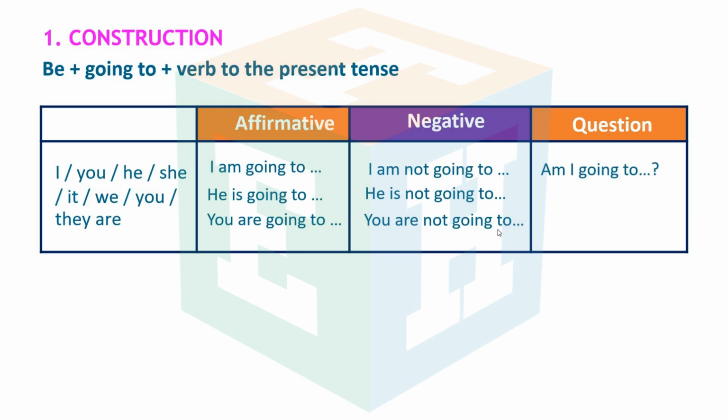And for the question, the verb comes first, followed by the subject. So we have to reverse these two. Am I going to? And this ends with a question mark. Is he going to? Are you going to?